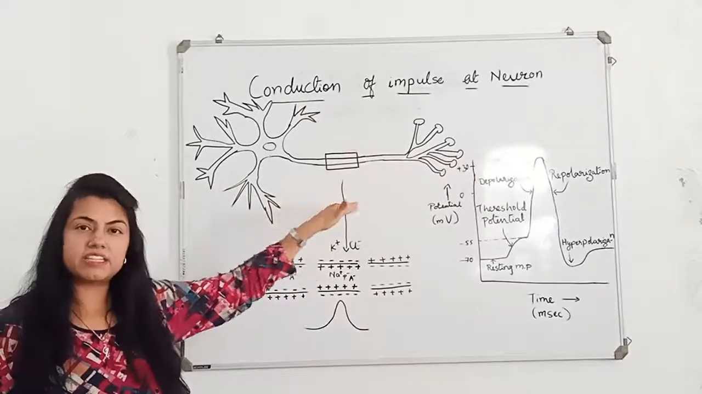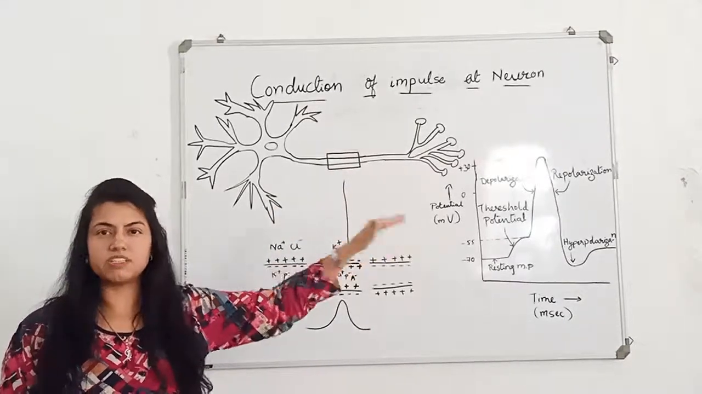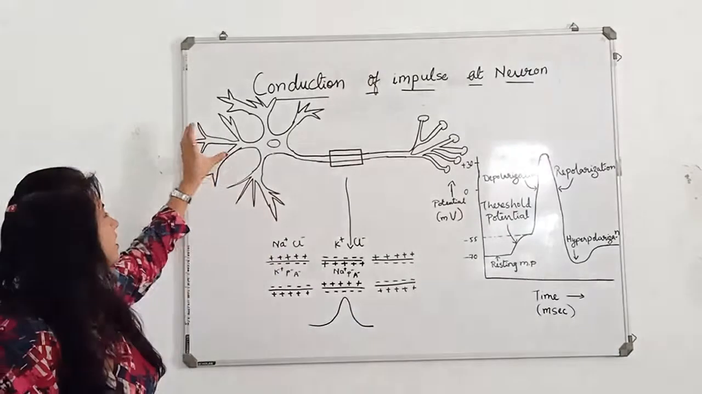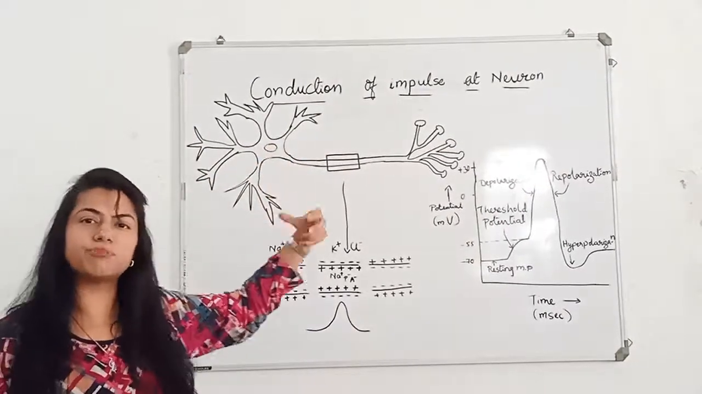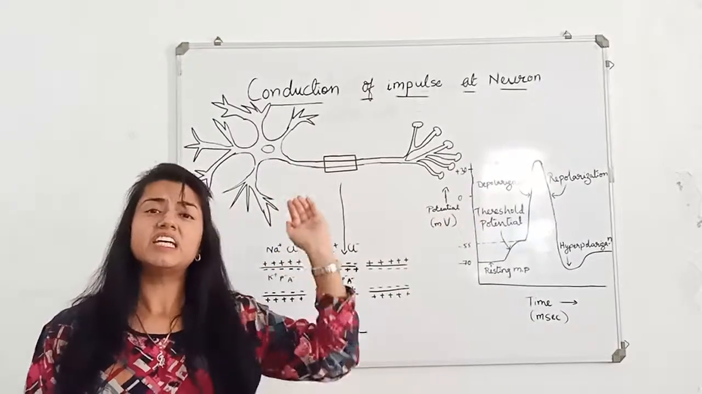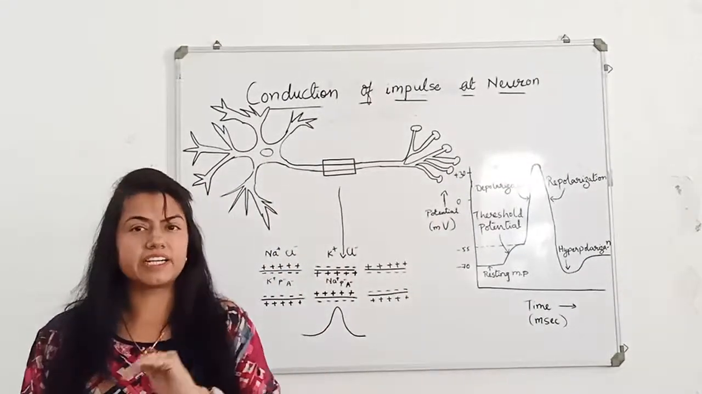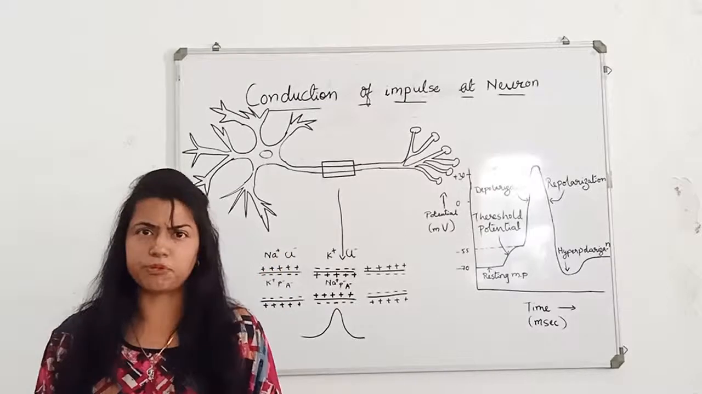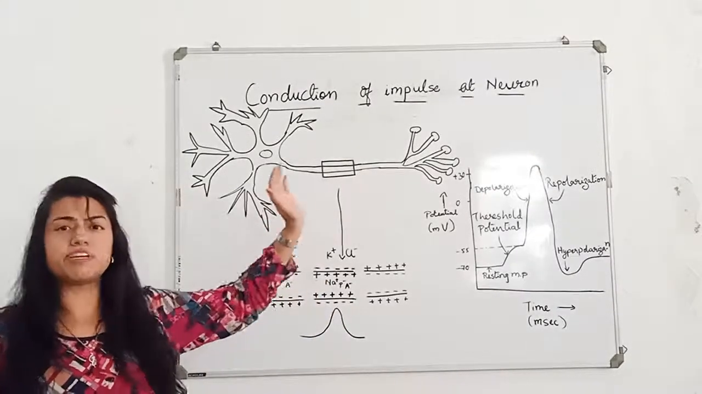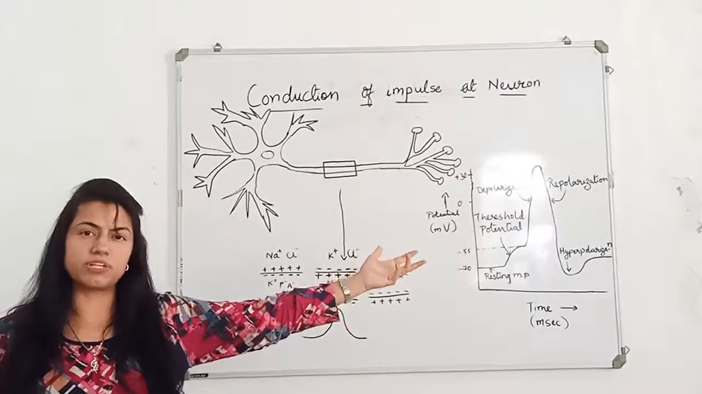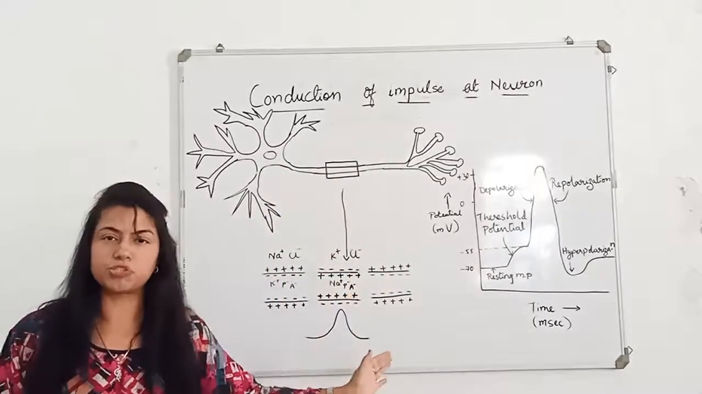Now how are the electrical signals transmitted over here? At the dendrite and cell body, it receives the signal from the neuron and it generates the graded potential. You can say generator potential, but we are not concerned about generator potential. We are more concerned about the action potential, that is how action potential works.